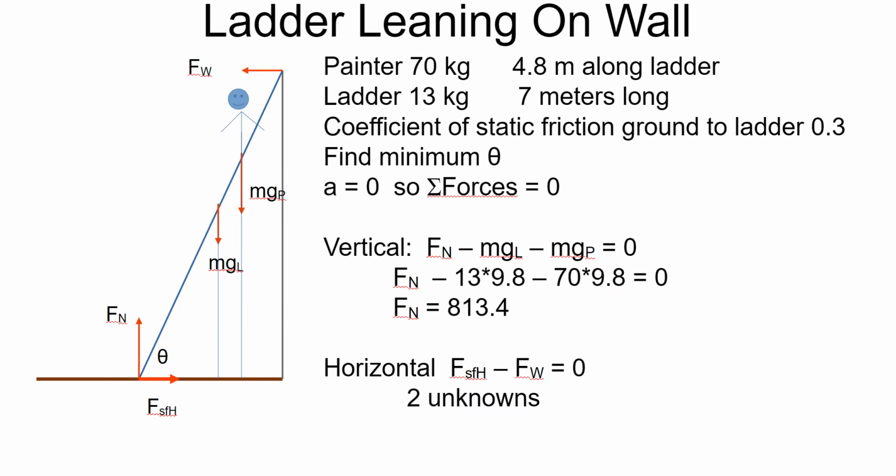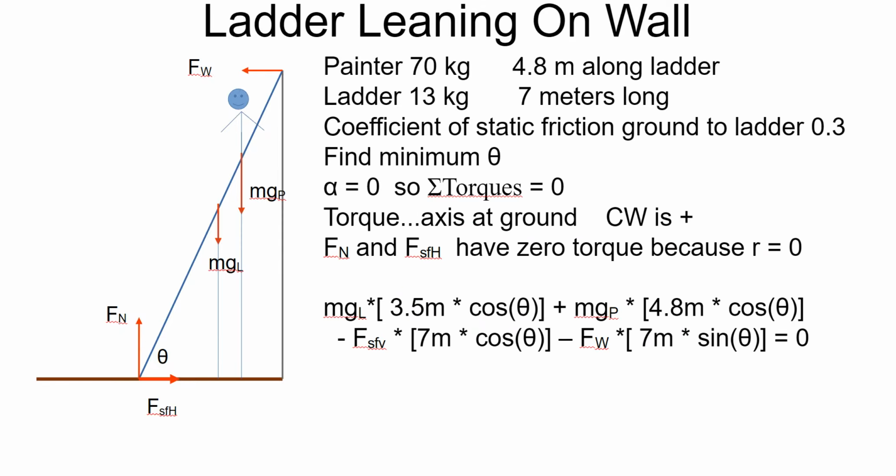Well, I need some more equations. What about the rotation of the ladder? It's supposed to be stationary, so it will not be rotating. So the angular acceleration, this is an alpha, the angular acceleration will be 0. For angular acceleration to be 0, the sum of the torques must equal 0.